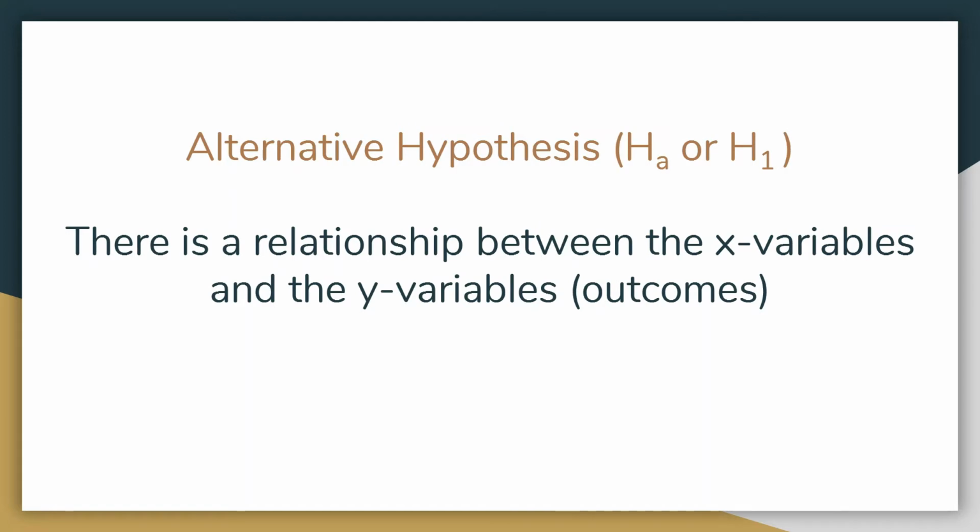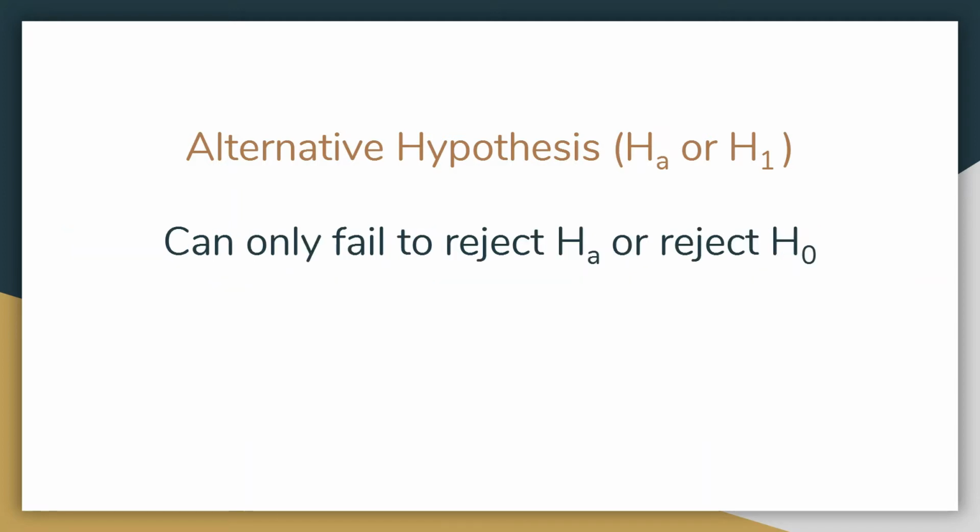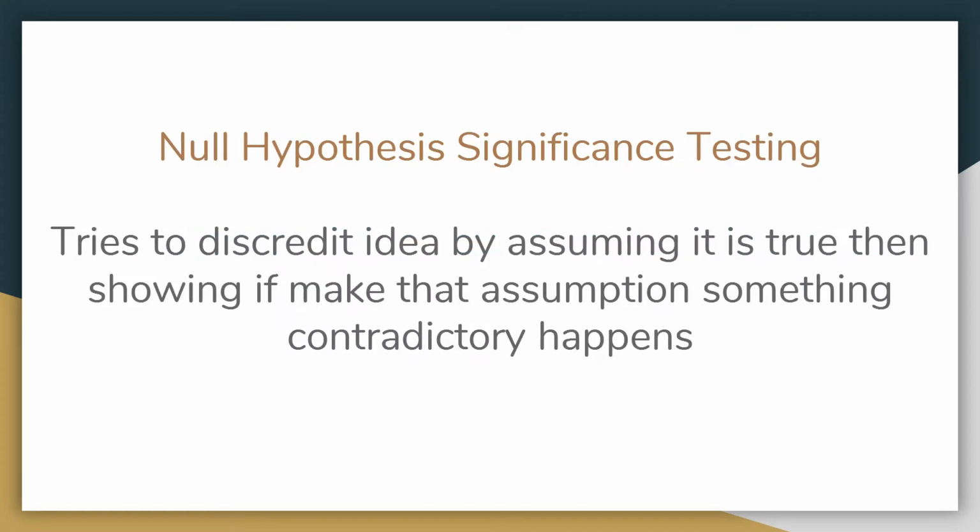The alternative hypothesis is that there is a relationship between the x variables and the y variables, or the outcomes. It cannot be proven to be true. We can only fail to reject the null hypothesis or reject the null hypothesis. As part of null hypothesis significance testing, we try to discredit the idea of the null being correct by assuming it is true, and then showing that if we make that assumption, something contradictory happens.